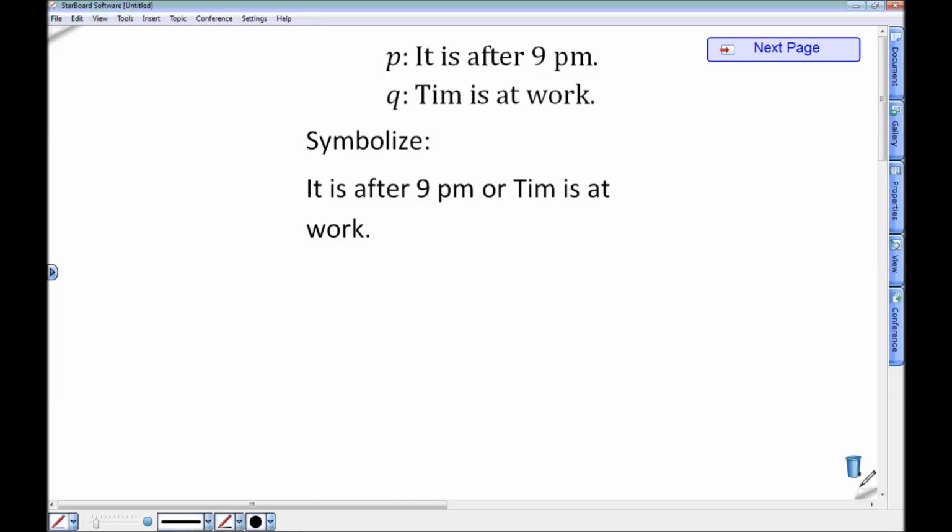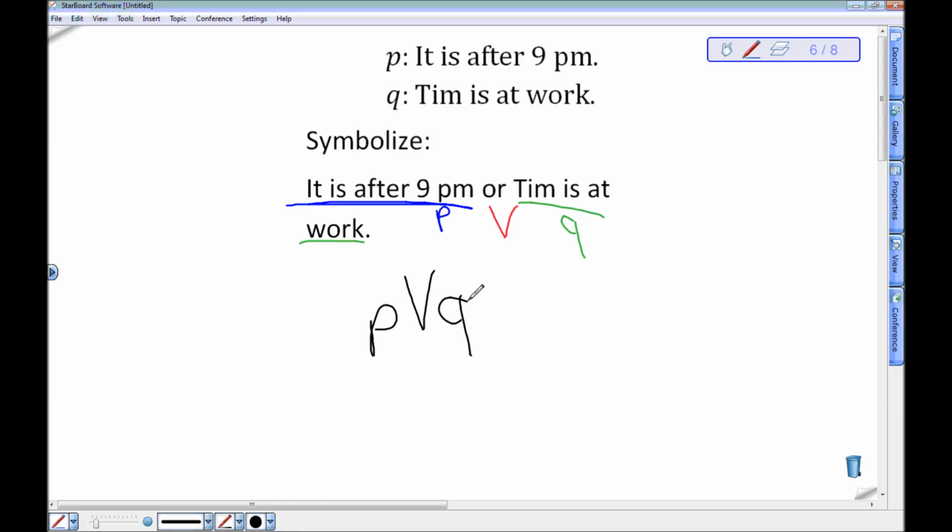Okay, let's look at a couple examples. P is it is after 9 p.m. Q is Tim is at work. I want to symbolize it is after 9 p.m. or Tim is at work. So let's start at the beginning here. It is after 9 p.m. is just a statement P. Tim is at work is just the statement Q. And then in between them I have or, so I want this symbol. So to symbolize this statement, it is P or Q.